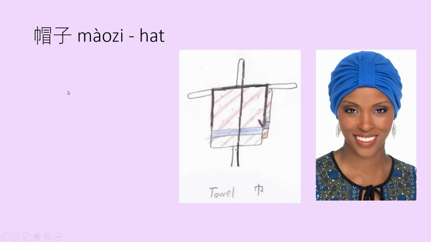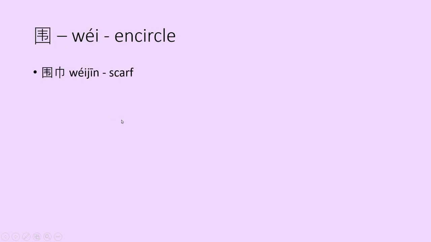The next character is Mao from Maozi for hat. It has the towel radical because hats are made out of cloth, and then this shape that's the sound. Kind of looks like an eye with a hat on it. The next character is Wei, which means to encircle. So it has a box all around it, encircling it, and then inside is the sound Wei, part of Wei Jin for scarf.